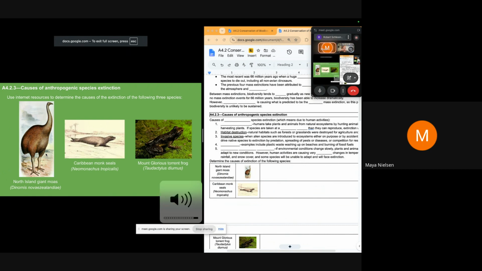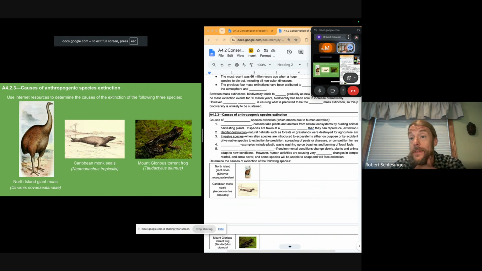Some kind of island? It is definitely from an island. Have you ever been to New Zealand? No. No? Would you ever want to go to New Zealand? Yeah. Yeah.